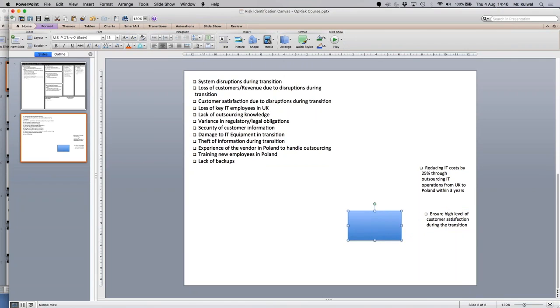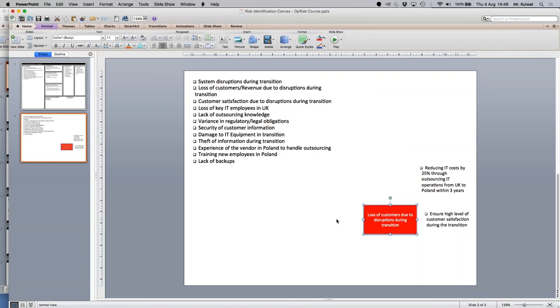So I will sort of take, and let's create and put that uncertainty there. So loss of customers due to disruptions during transition. Okay, so that's an example of a negative consequence. So let's make that red.